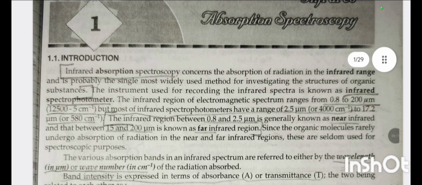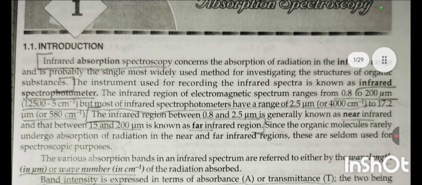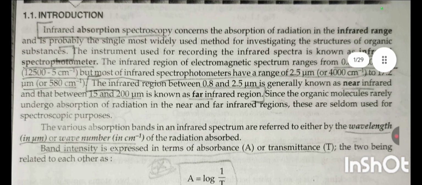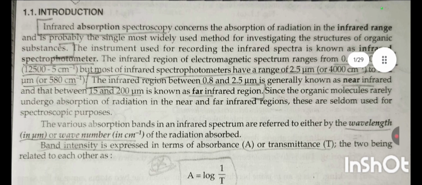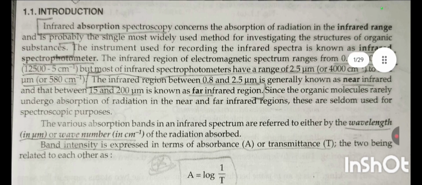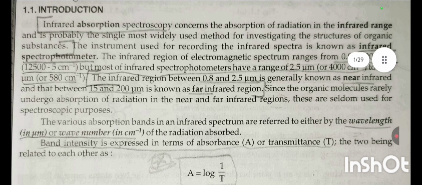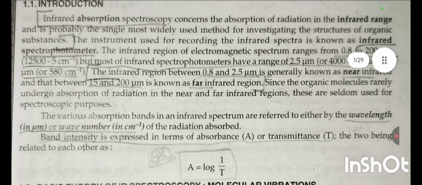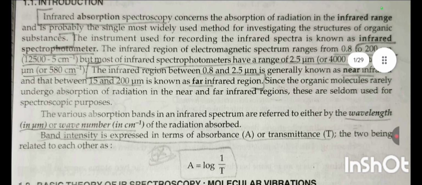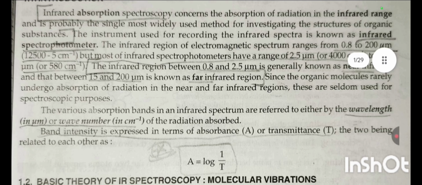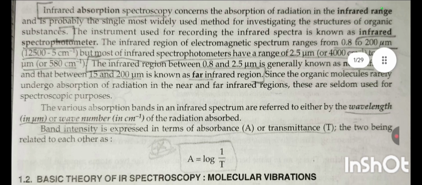Today our chapter is Infrared Absorption Spectroscopy. Infrared absorption spectroscopy concerns the absorption of radiation in the infrared range and is probably the single most widely used method for investigating the structures of organic substances. The instrument used for recording the infrared spectra is known as an infrared spectrophotometer. The infrared region of the electromagnetic spectrum ranges from 0.8 to 200 micrometer.